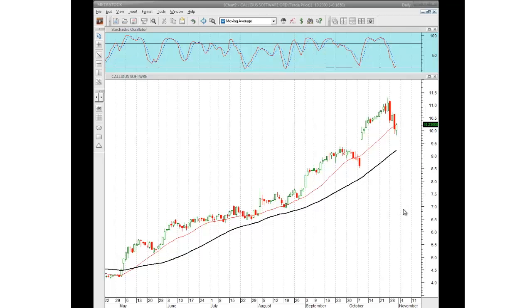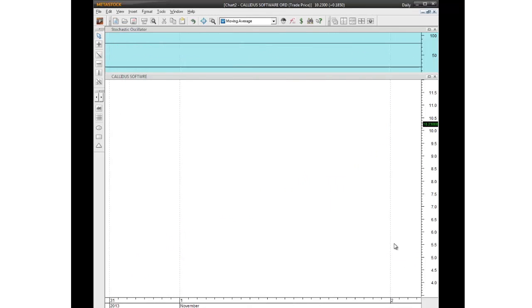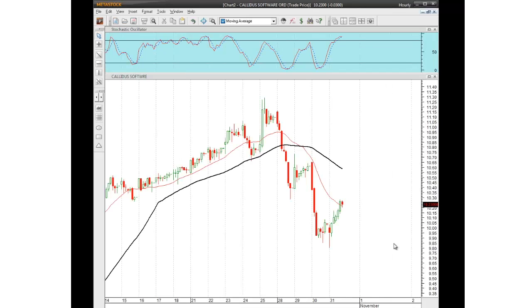I'm not worried about reward to risk ratio, not worried about anything else. I just want to look at the chart to determine where is the best place to enter. To do that, I like to look at intraday charts. We're now on the daily chart. Let's scroll down first of all to the hourly chart and see what that looks like here.